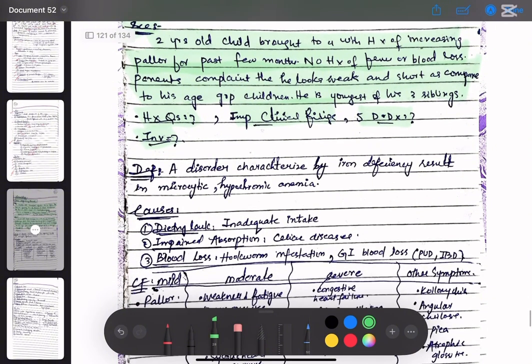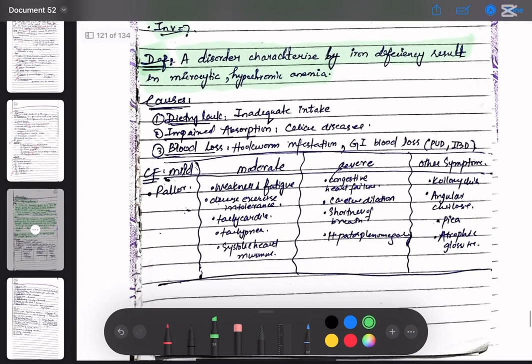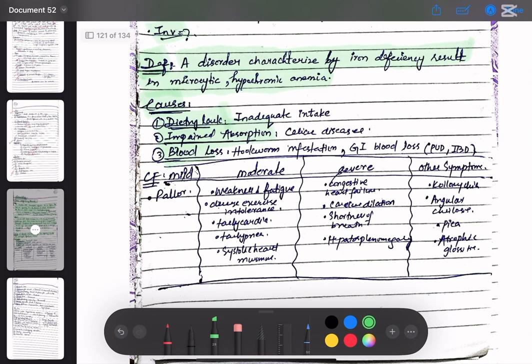Now the definition of iron deficiency anemia. It is a disorder characterized by iron deficiency, resulting in microcytic hypochromic anemia, and the causes are dietary lack, impaired absorption, and blood loss. Dietary lack is inadequate intake, impaired absorption is in celiac disease, and blood loss is in hookworm infestations or GI blood loss, peptic ulcer disease, or inflammatory bowel disease.